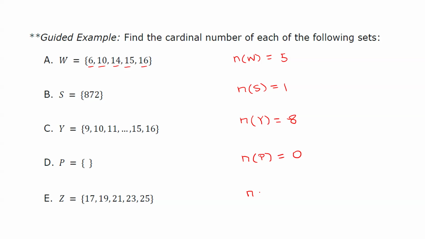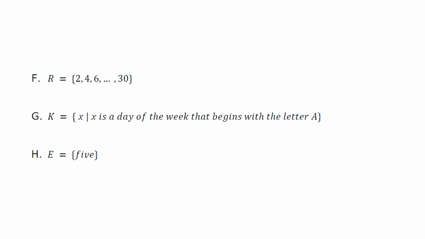E, we want to know the cardinal number for set Z. Again, counting how many elements are within that set, that would be 5. F, the cardinal number for set R. We are going by 2, 4, 6, all the way up to 30. So 2, 4, 6, 8, 10, 12, 14, 16, 18, 20, all the way up by 2s. So we would have 15 numbers.